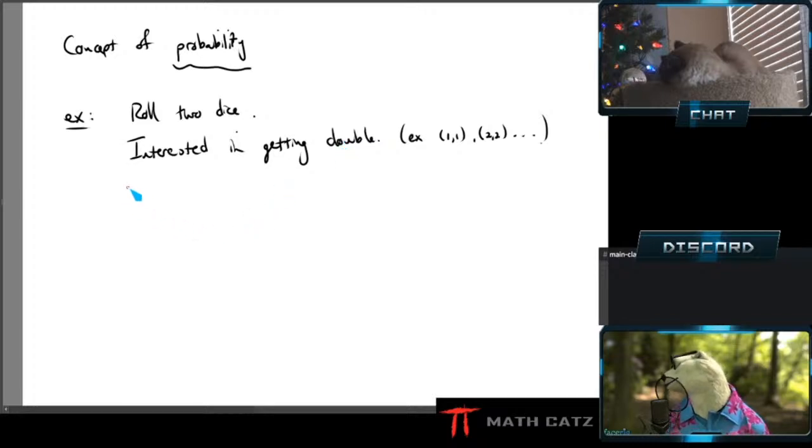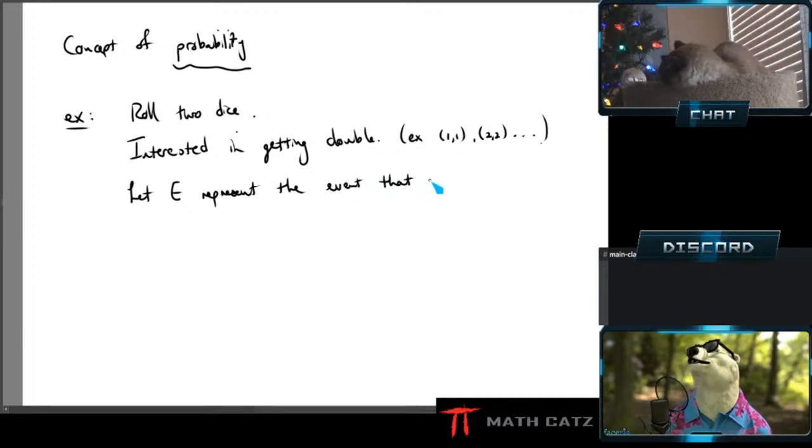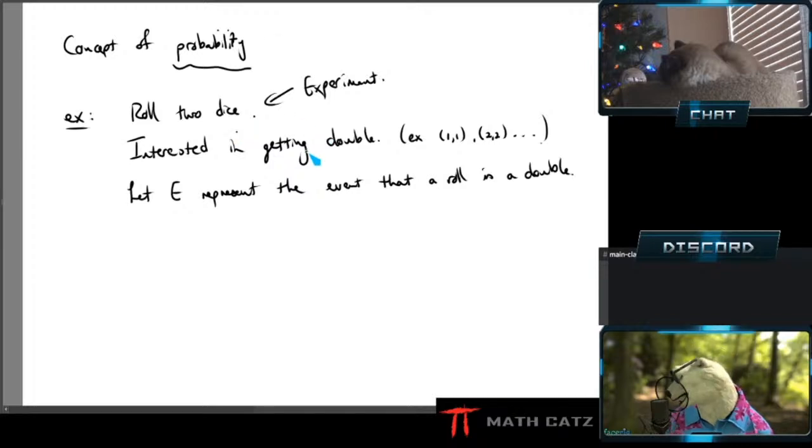So then we can say, okay, out of all possible rolls of 2 dice, we're interested in some of them. Let E represent the event that a roll is a double. So this isn't going to happen all the time. But now we have an experiment. This is our experiment, the action that we perform, creating a result. Some of those results are desirable, some of them are not.